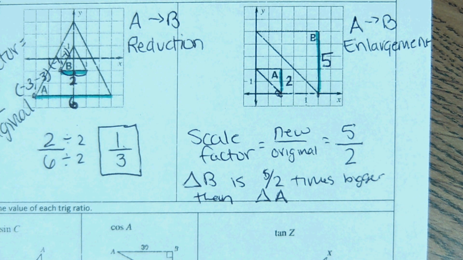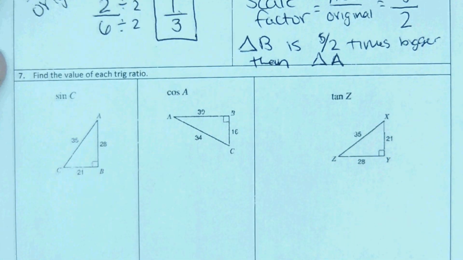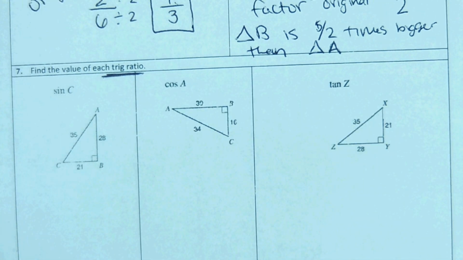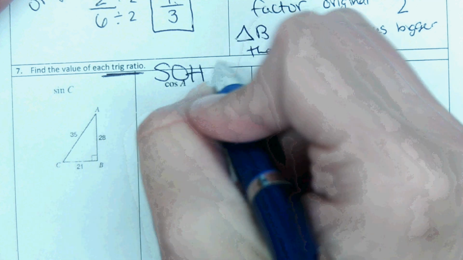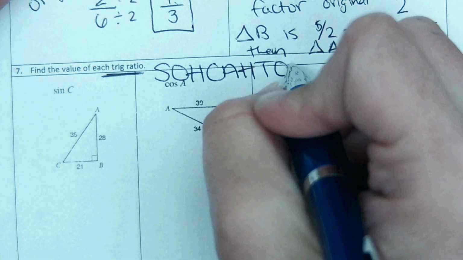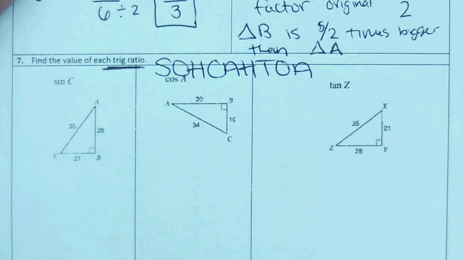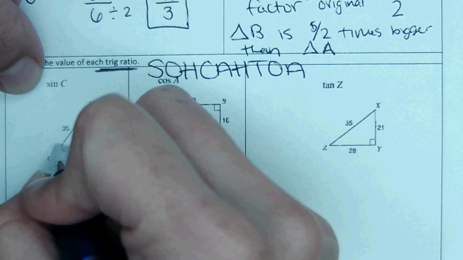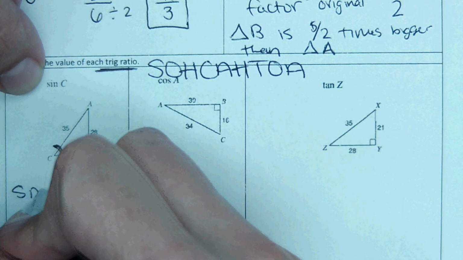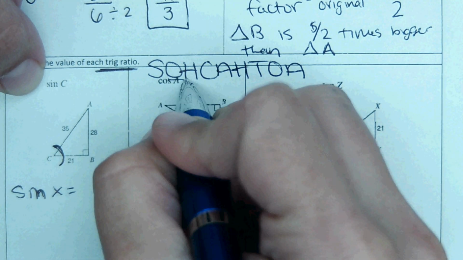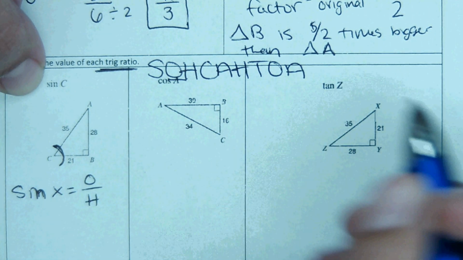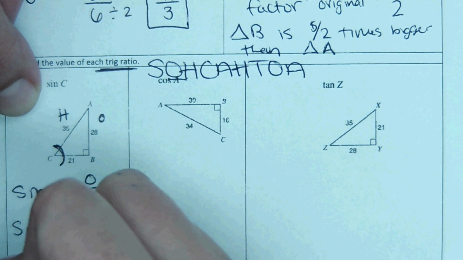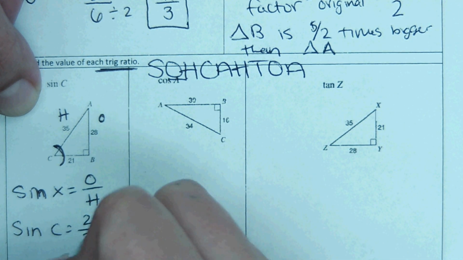Okay, the bottom portion talks about the value of trig ratios, and it's just talking about the ratio. It doesn't even want you to solve for an angle measure. So we're going to be using SOHCAHTOA, but we aren't solving it all the way. So it says, what is sine of C? So angle C is right here. Sine of X equals O over H. So from C, opposite would be right here, hypotenuse right here. So sine of C is 28 over 35.